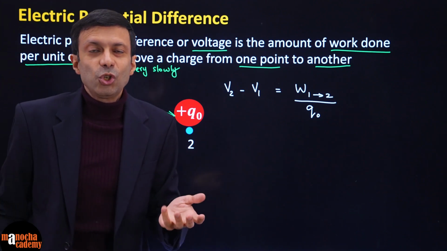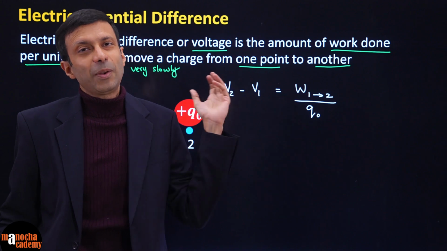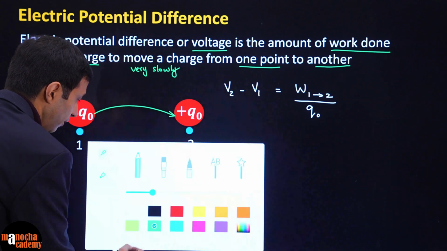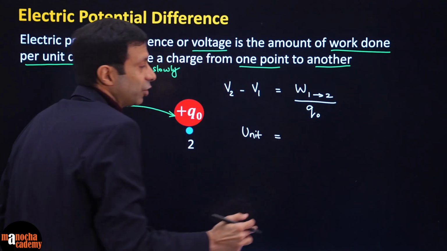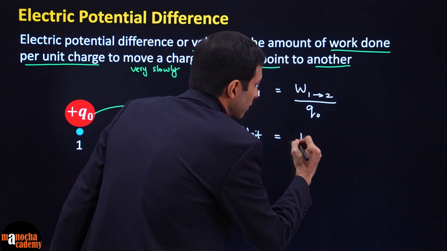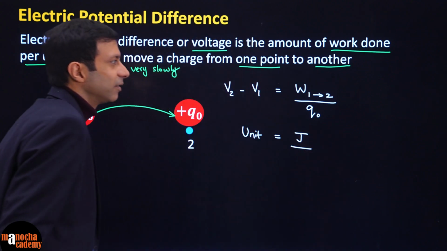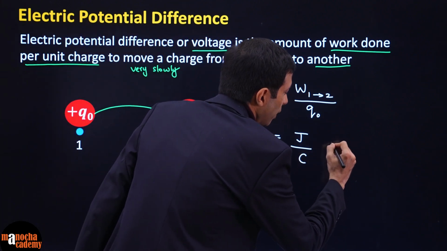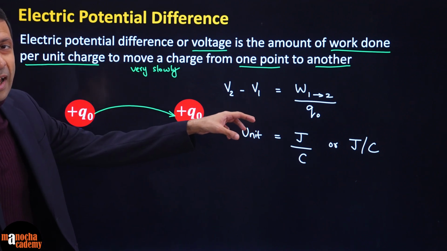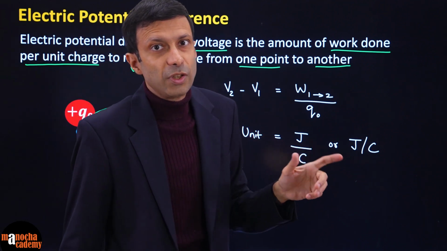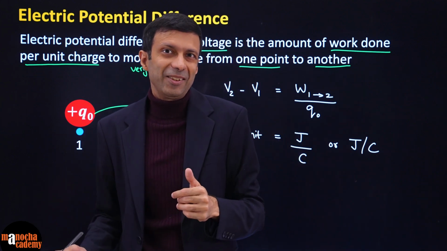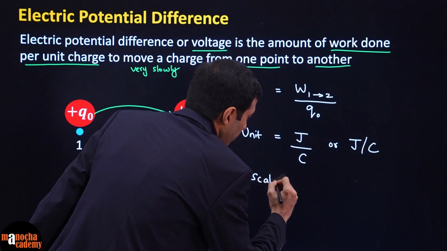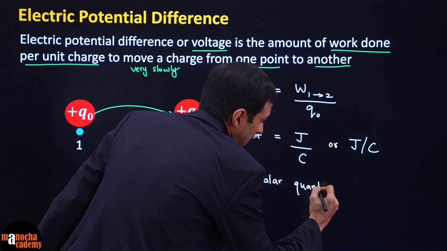Clear? Now let me ask you, what do you think will be the units of electric potential difference? By this definition, work done is in joules, and we know that the SI unit of charge is Coulomb, so it should be joule per Coulomb. Another important thing: is electric potential difference a scalar or a vector quantity? What do you guys think? That's right. The answer is it is a scalar quantity.